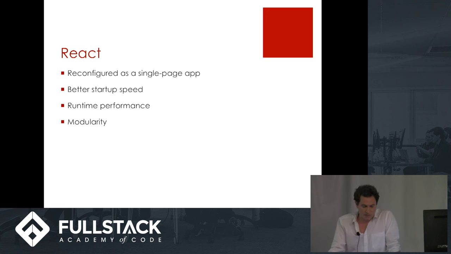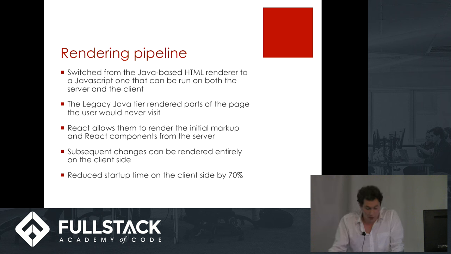They were able to get all the benefits of React that we all know and love, such as better startup speed, runtime performance, and modularity. But where they really had a big win with React was in reconfiguring their rendering pipeline. So they switched from the Java-based HTML renderer to a JavaScript one that can be run on both the server and the client. The legacy Java tier was rendering parts before it would even start up on the client side.